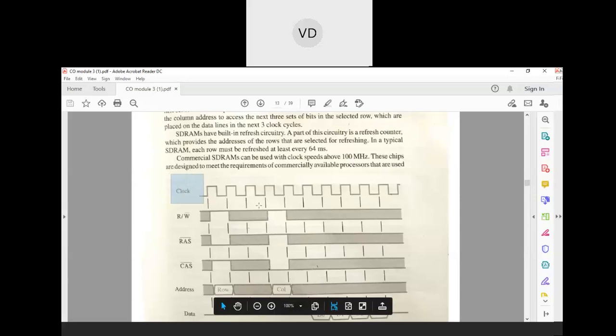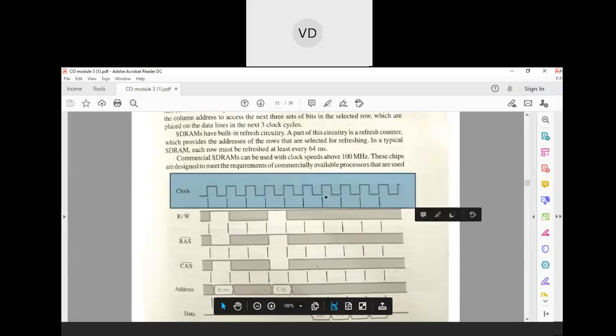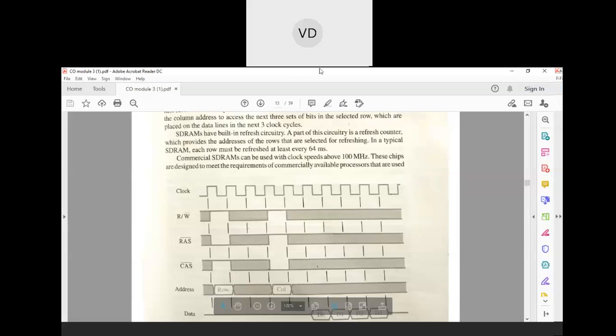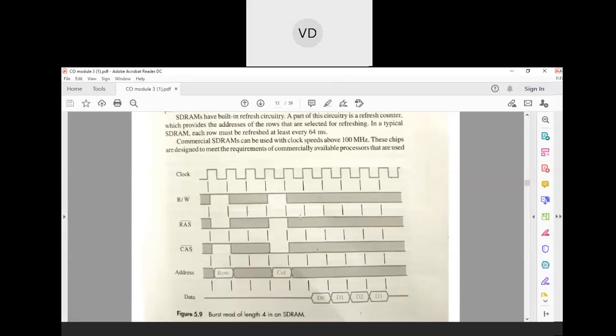Because there is a common clock which governs all the other signals; they will be working under the control of the common clock. So this is how it happens. Let us study this. So in this timing diagram of the synchronous DRAM, what do we have?